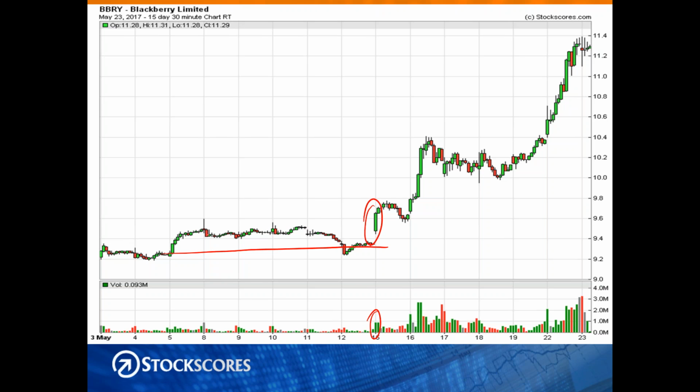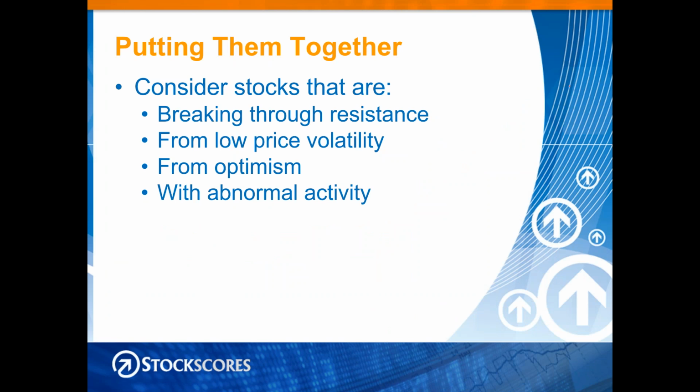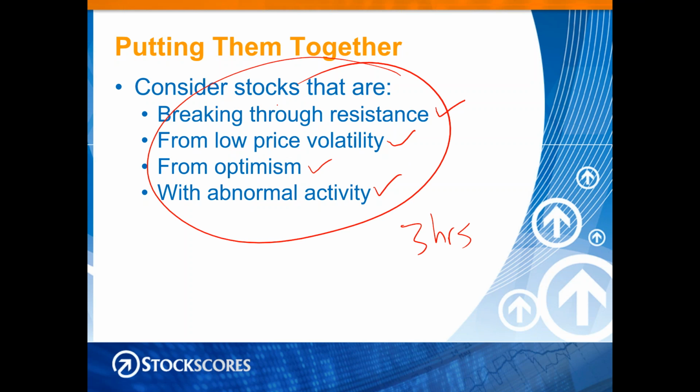from low volatility, from optimism, through resistance, leading it into a market-beating upward trend. So we want to consider stocks when they are breaking through resistance from low price volatility, from optimism, with abnormal activity. Now this is a simplification. I've told you enough to give you a basic concept, but I spend probably 3 hours teaching people how all of these things come together and to use them properly.